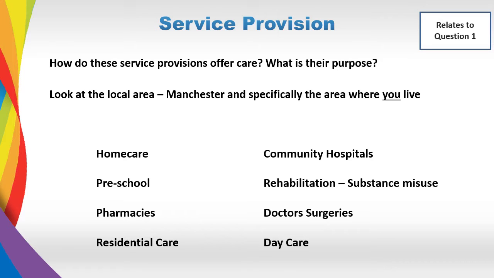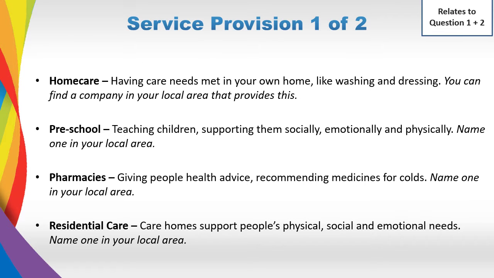So what we're looking at here are the different service provisions that are available in our local area, but what we need to think about next is how these service provisions offer care. So what is the purpose of each of these places? I've cut this across a couple of slides really. So home care, we talked about this one already. Having your care needs met in your own home, like washing and dressing. And what I want you to do to expand that, to show that you are doing this in your local area, is find a company in your local area that provides this. So if you live in Bury, you could type Home Care Bury in on your search engine and you'll be able to find that there.